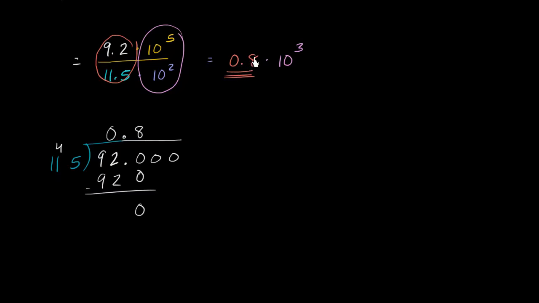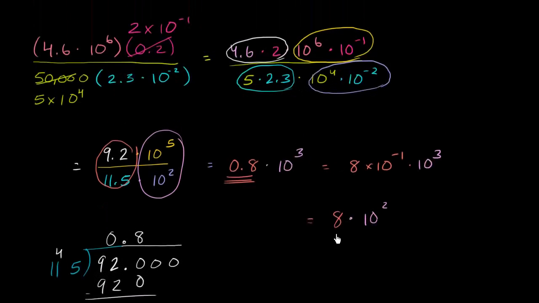Well, this 8 right over here, this is in the tenths place. It's 8 tenths, 8 times 1/10. We could rewrite it as, so this is going to be the same thing as 8 times 10 to the negative 1 power. And then we have this 10 to the third here. So times 10 to the third power. And now we have the same base, just add the exponents. So this is going to be equal to 8 times 10 to the 3 minus 1. So 8 times 10 squared. And we're done. We've simplified our original expression.